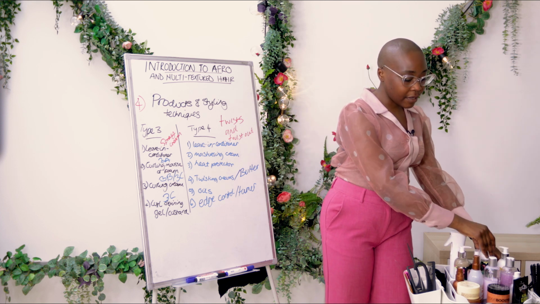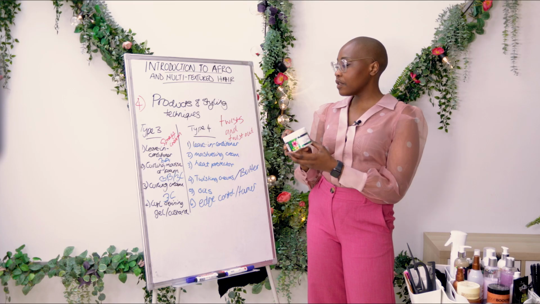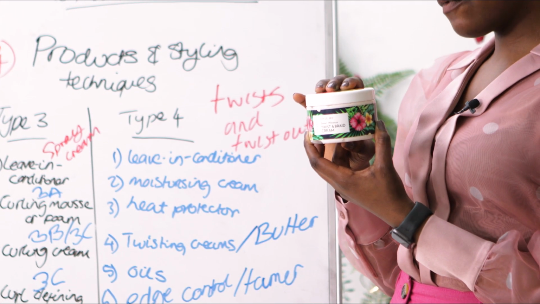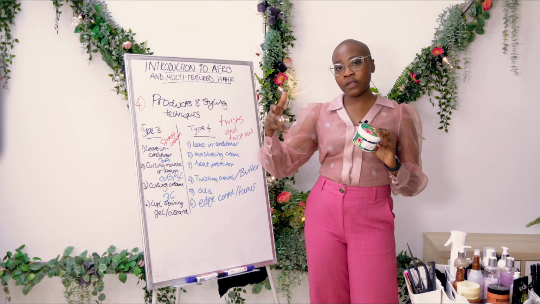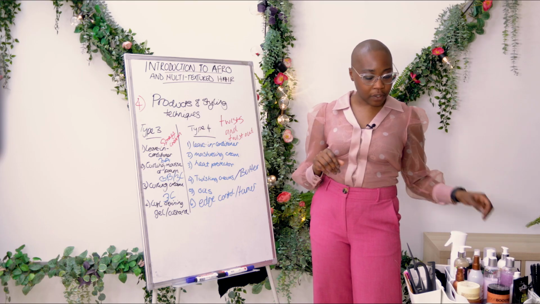And if I was styling my type 3 hair texture, we've got this twist and braid cream. So that covers both type 4 hair styling, and it also covers type 3 hair textures. So it's always good to have those products in your kit that can work for so many different things, so you're not having to carry around so much stuff with you, okay?